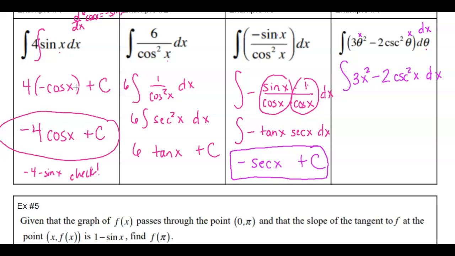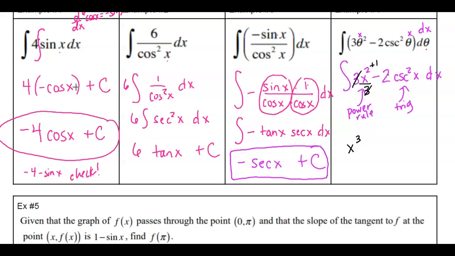Okay, so then what you're going to notice is this is an integral power rule. And then this is a trig derivative. So we got 2 different strategies going on here. So the power rule, I'm going to add 1 and divide by it. So the 3's cancel and I get x cubed. And that should make sense. The derivative of x cubed is 3x squared.